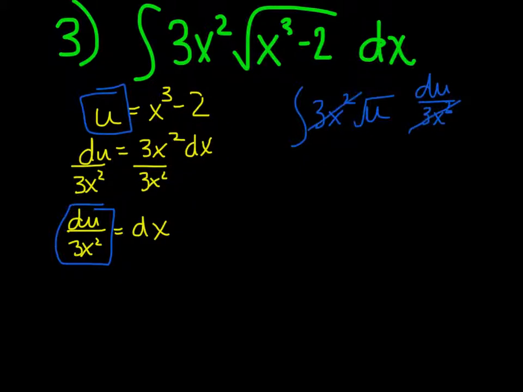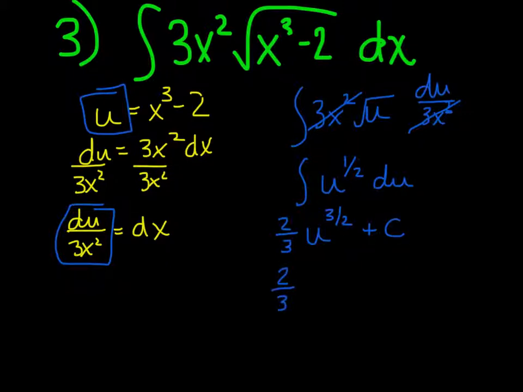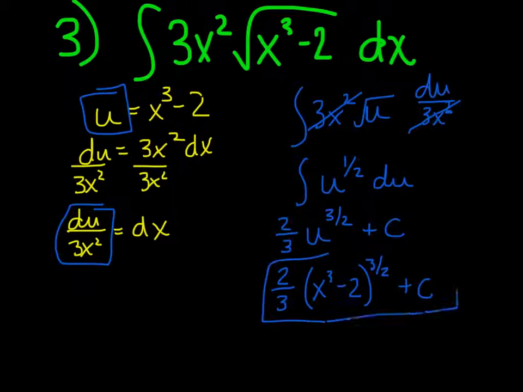You're noticing a pattern here, hopefully, that this is what happens oftentimes with these u subs, that you should be canceling out everything in terms of x, and now what's left is, I'm going to rewrite it as u to the 1/2 du. Now I can integrate that, and so I get u to the 3/2 divided by 3/2, or times 2/3 plus c. Last step is to go ahead and finish it off. Replace my x cubed minus 2 in for u. So (x to the 3rd minus 2) to the 3/2 plus c. And that is my answer.